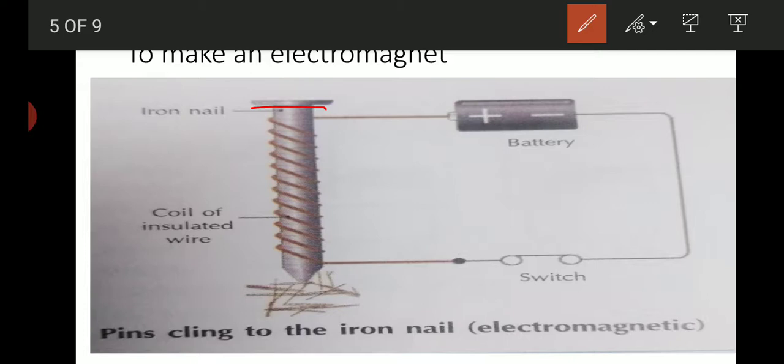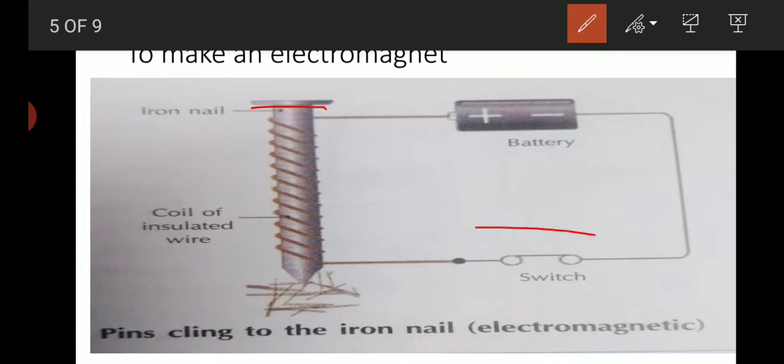And this magnetism disappears when we switch off the electric current. So we can say that electromagnets are temporary magnets. The magnet produced by passing an electric current through a coil of insulated wire wound around a soft iron rod is called an electromagnet.